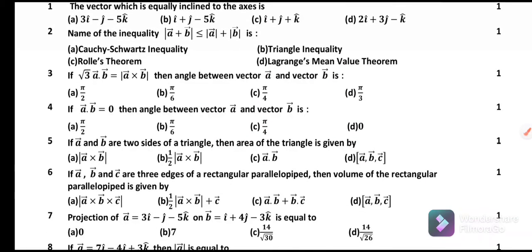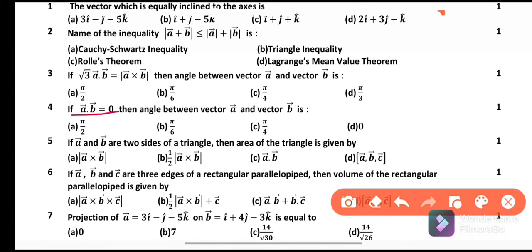Next question, if the dot product of A and B is 0, then the angle between vector A and vector B is pi by 2, because if two vectors are perpendicular then the dot product is equal to 0. Next question, if A and B are two sides of a triangle, then the area of the triangle is given by 1 by 2 times the cross product of A and B.